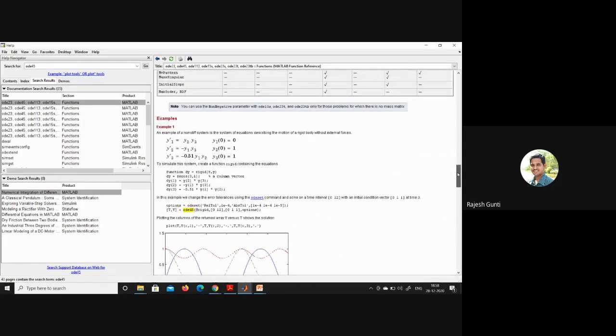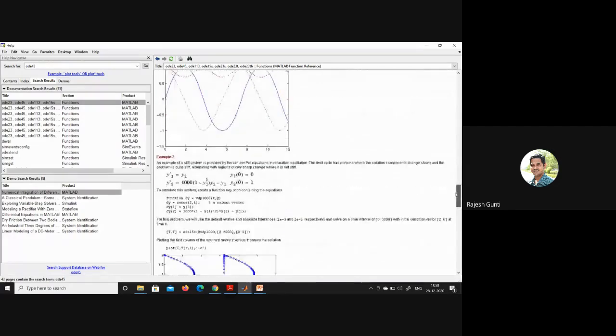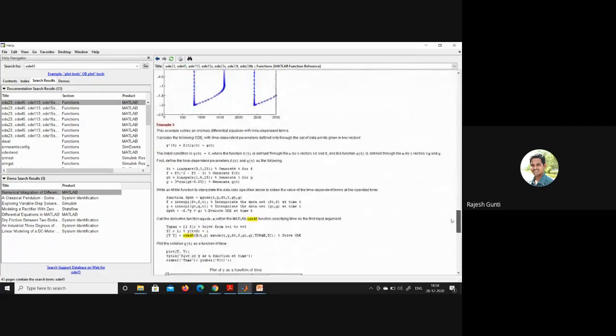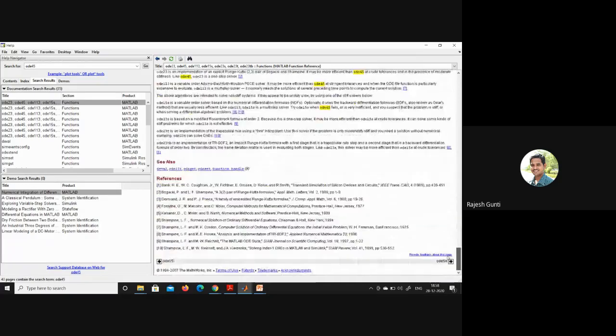Actually, some examples are also there. They will solve in a different manner. Anyhow, we'll get complete information about ODE45.